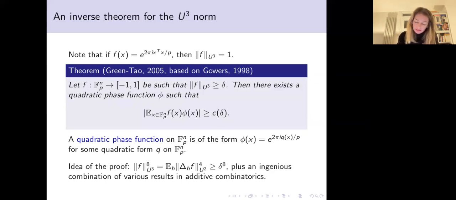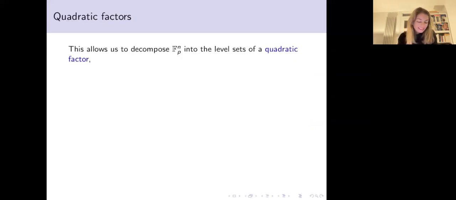You also have to be a bit careful in small characteristic, in particular when you go to higher order uniformity norms. And I should have said that this theorem for p equals 2 is due to Samorodnitsky. This is a really deep and fundamental result in arithmetic combinatorics. What it allows you to do is decompose F_p to the n into the level sets of what we call a quadratic factor in such a way that your set A looks quadratically uniform with respect to every part of that factor, or almost every part of that factor.